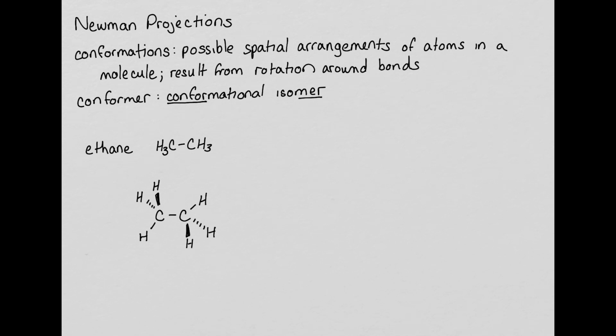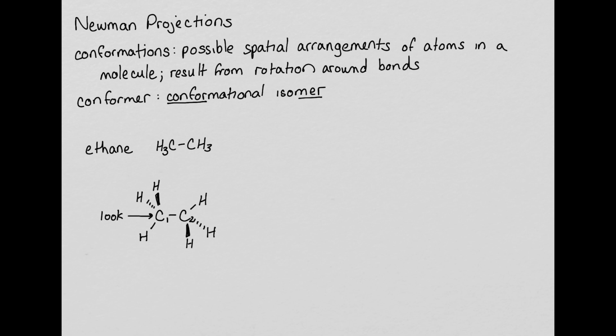A Newman projection allows us to look at the different conformations of a molecule like ethane. For a Newman projection, we have to look down the carbon-carbon single bond for which we are drawing conformers. In this case, I'm going to look from left to right, from carbon 1 to carbon 2. If you have a model of this molecule, it can be helpful to look at the model in the way that I've drawn on the paper.